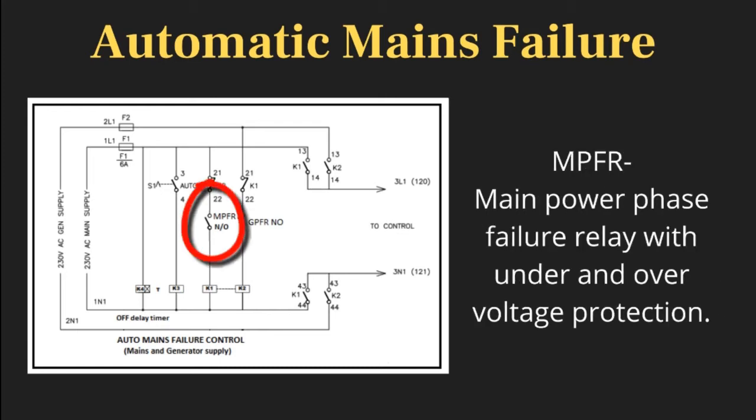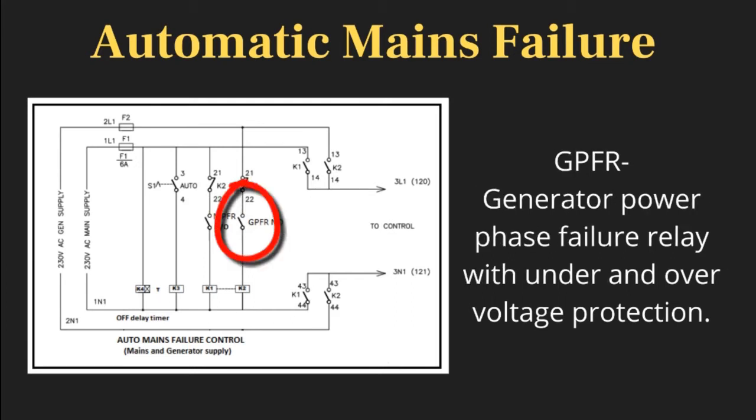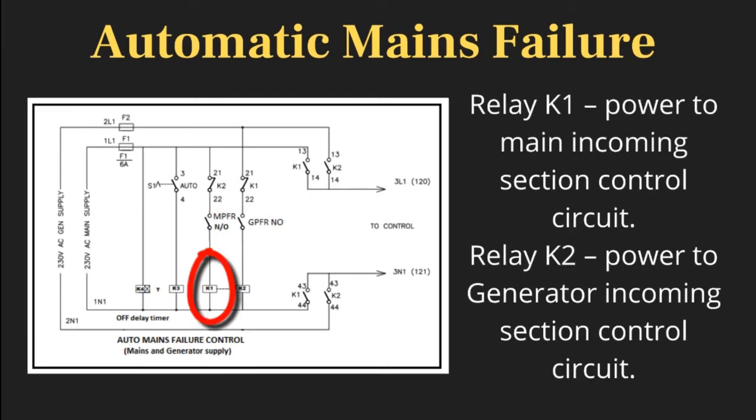MPFR, main power phase failure relay with under and over voltage protection. GPFR, generator power phase failure relay with under and over voltage protection. Relay K1, power to the main incoming section control circuit. Relay K2, power to generator incoming section control circuit.